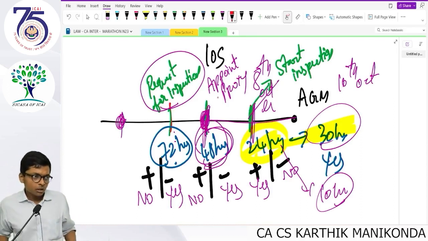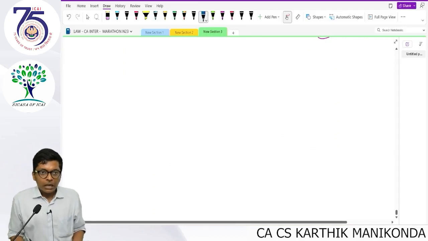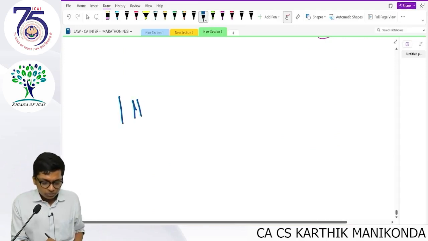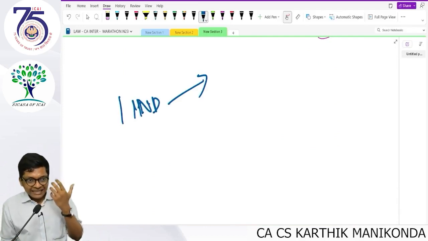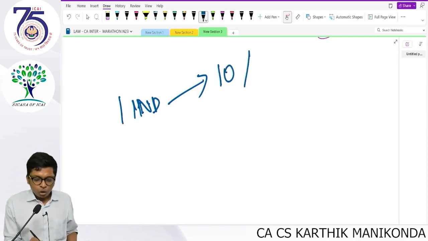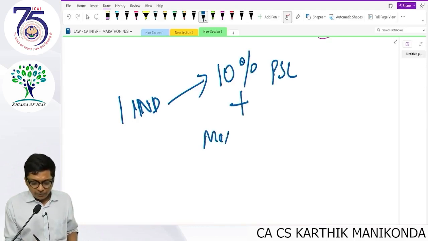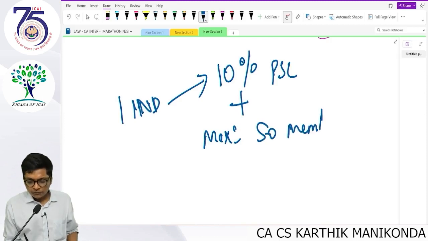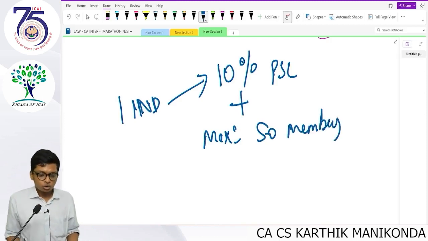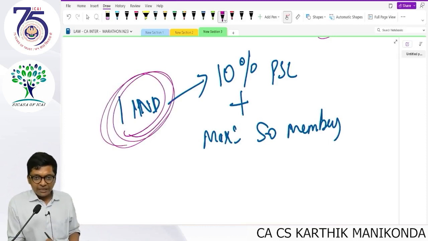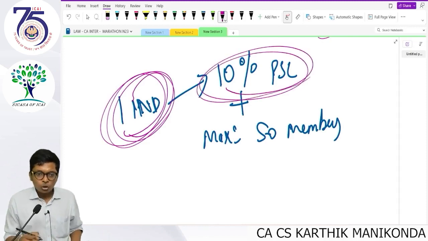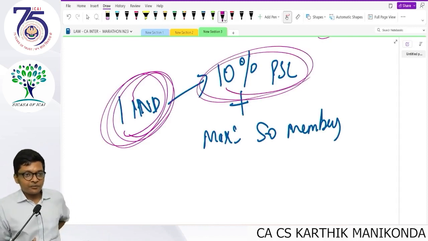Fine. Now again in proxy, the limit. One individual can be a proxy for how many members? Any number of members, but the total voting power for him should not be more than 10% of paid up share capital, and the maximum count should be 50 members. So, for example, if I take Santosh, Santosh can be a proxy for members up to 10% of paid up share capital.